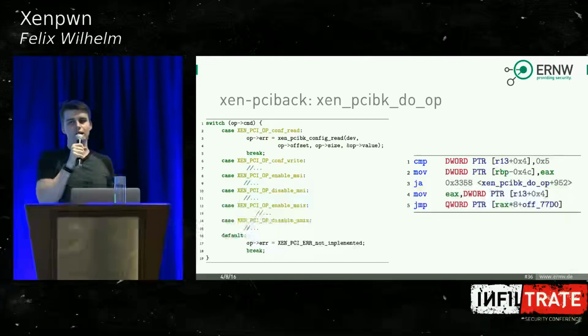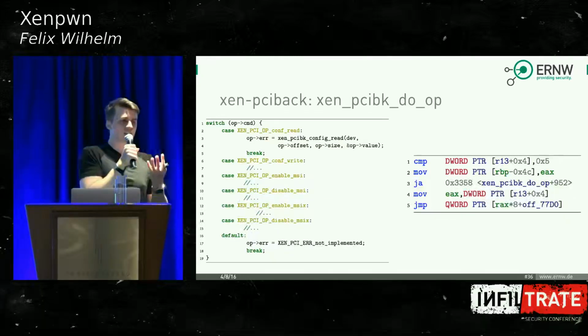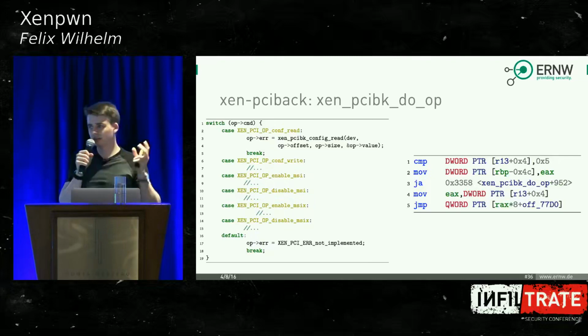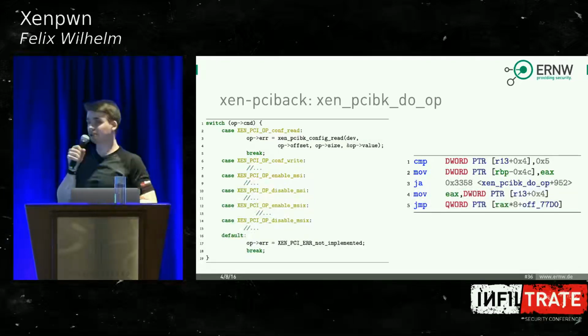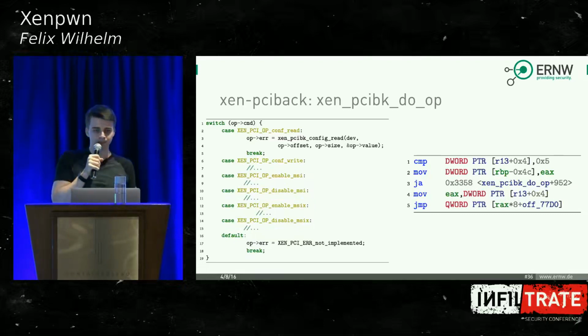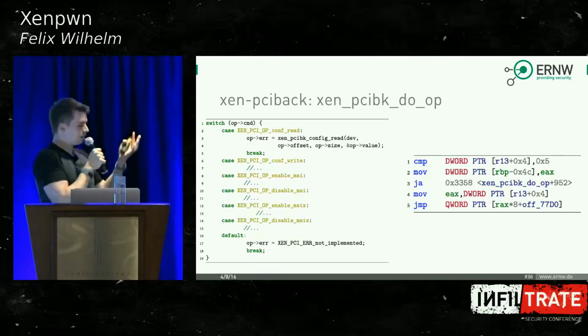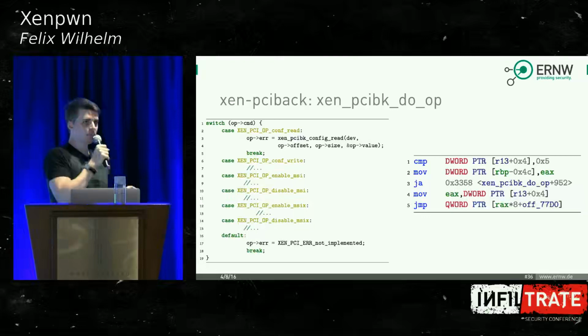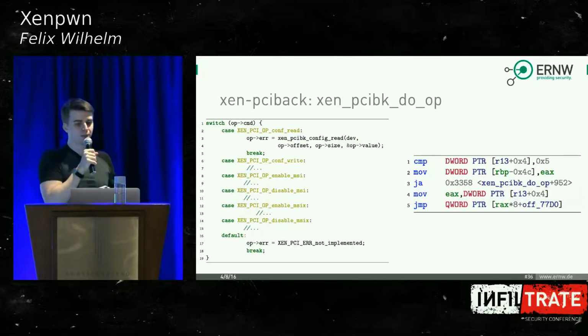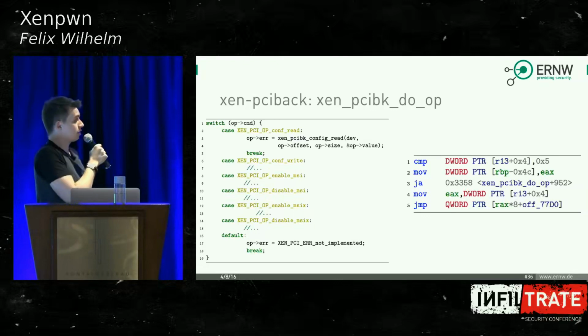So it's the Xen PCI back do op function, and it's a switch. And so it doesn't look vulnerable at all, at least from my perspective. You can see it's switching over this op CMD value, and again, op is a pointer into shared memory. And so this doesn't look vulnerable, but my tool basically gave me that location as a potential double fetch.